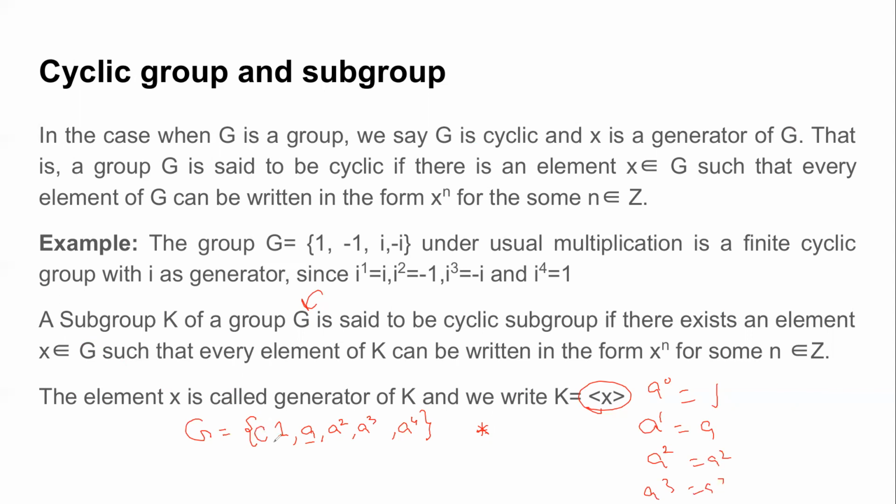Now suppose I add 0 to it. Is this a cyclic group? Why is it not a cyclic group? It's not a cyclic group because 0 cannot be expressed as a power of a. Okay, so for a cyclic group, it is necessary that all the elements of that set should be generated by some power of that element. Okay, is this clear? Now cyclic group and the corresponding cyclic subgroup, is this clear to everyone?